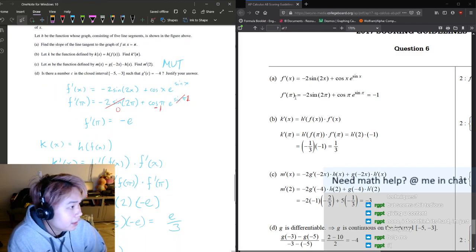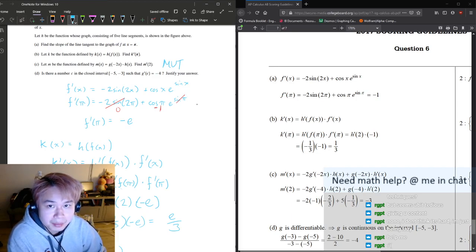Okay, let's see. F of pi is negative 1. Yeah. I have negative e. Oh, yeah, that's sine of pi is 0. So this should be negative 1.